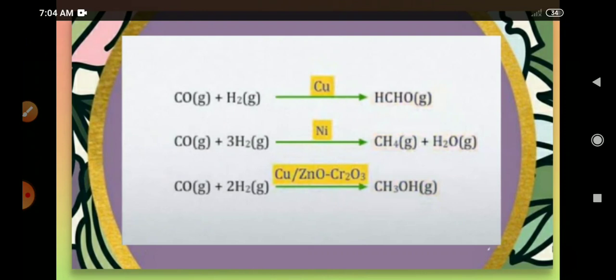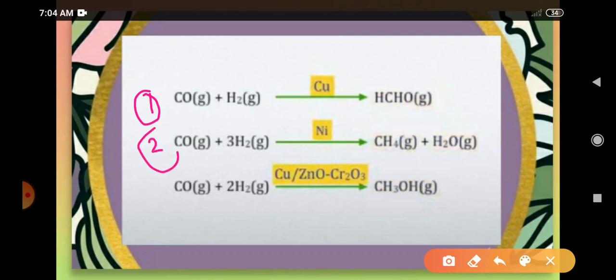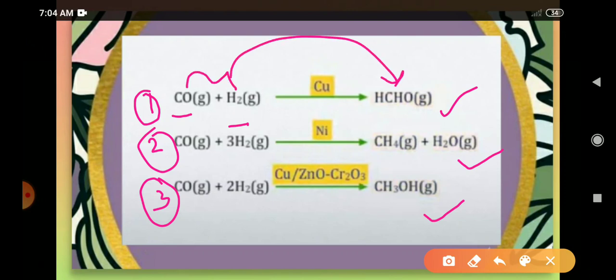Let us take the examples here, the equations which are shown. In these reactions, the two reactants are carbon monoxide and hydrogen, in the first reaction, the second reaction and the third reaction. In all these reactions, the reactants are the same, that is carbon monoxide and hydrogen. But look at the product here. In the first case, it is an aldehyde formation. In the second case, it is a hydrocarbon formation, and in the third case, there is an alcohol formation. That means the same reactants are giving different products.